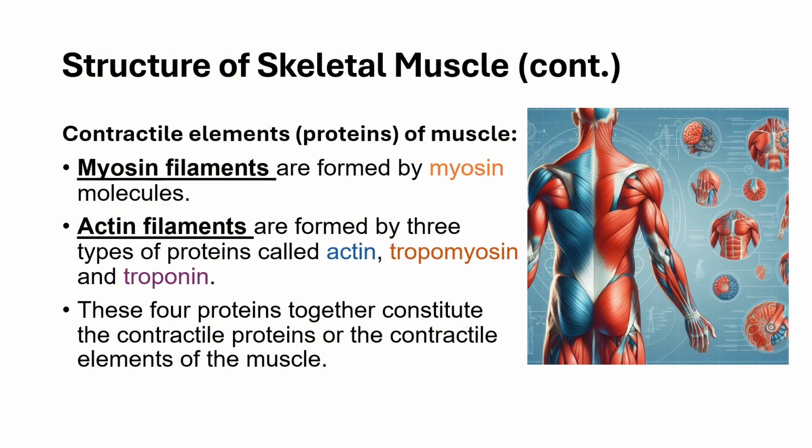So actin filaments are thin filaments composed of three types of protein. Number one is actin, which is the main structural component. Number two, tropomyosin, which is the regulatory protein that covers the binding sites on actin in a relaxed state. Number three, troponin, another regulatory protein that binds calcium ions and controls the movement of tropomyosin. And the interaction of these four proteins works together to form the contractile elements of the muscle. So this intricate interplay is essential for the sliding filament mechanism, which underpins muscle contraction.